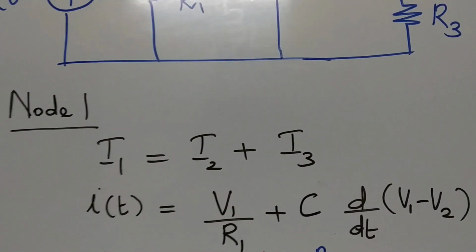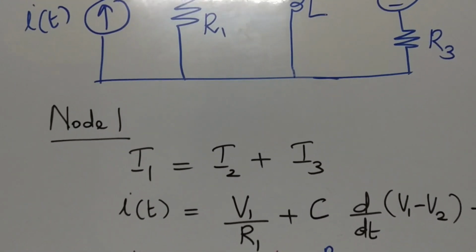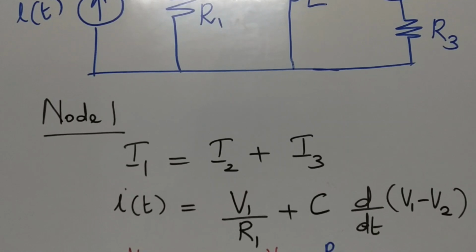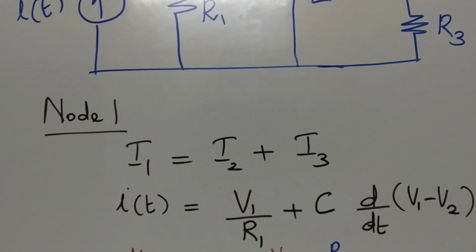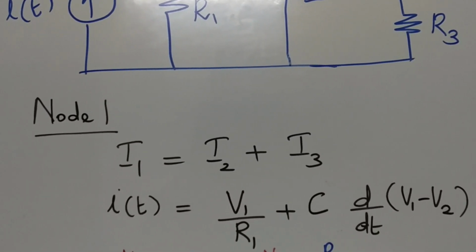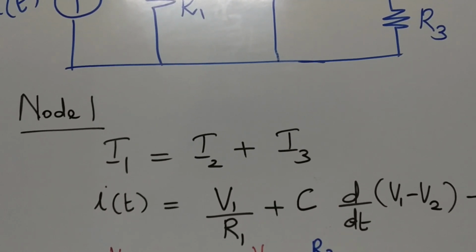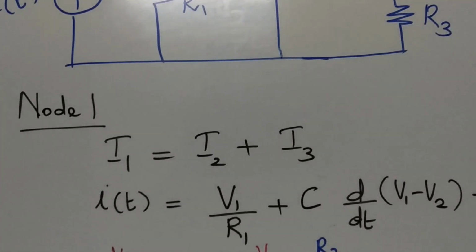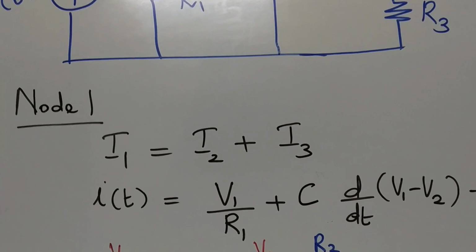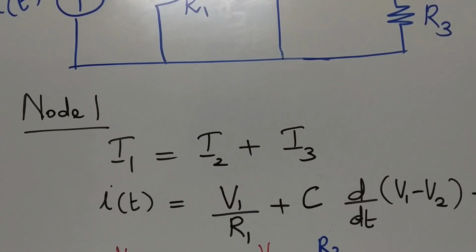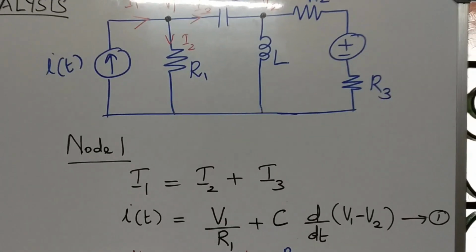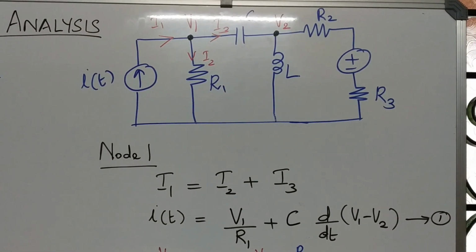So the equation for node 1 will be I1 equal to I2 plus I3. I1 is i(t). I2 is V1 by R1. I3 is C into d by dt of V1 minus V2. Is this clear? That is the analysis of node 1.